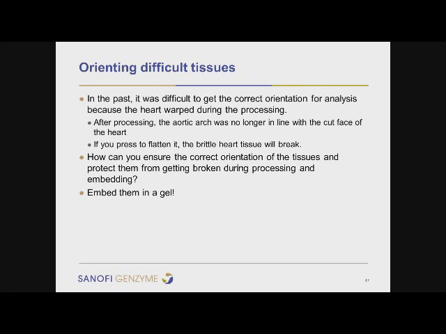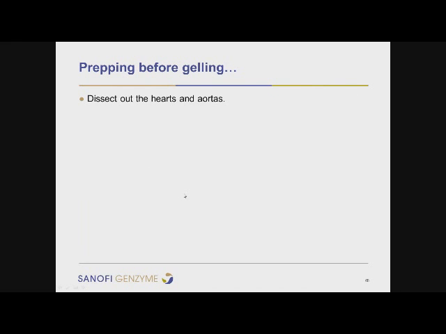So how can you ensure that correct orientation of the tissues and protect them from getting broken during processing and embedding? Well, we decided to try embedding them in gels. So prepping before gelling. This is one line here, dissect out the hearts and aortas, but I'll tell you that one line took hours.